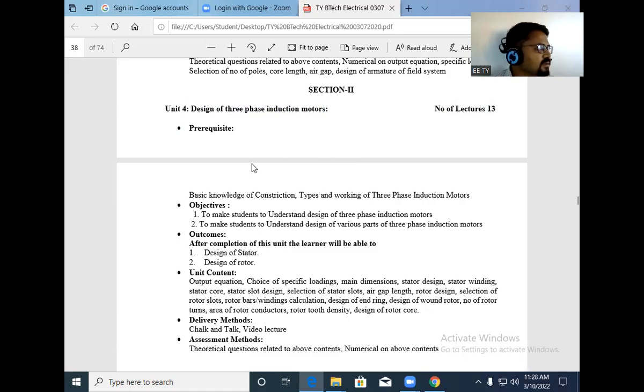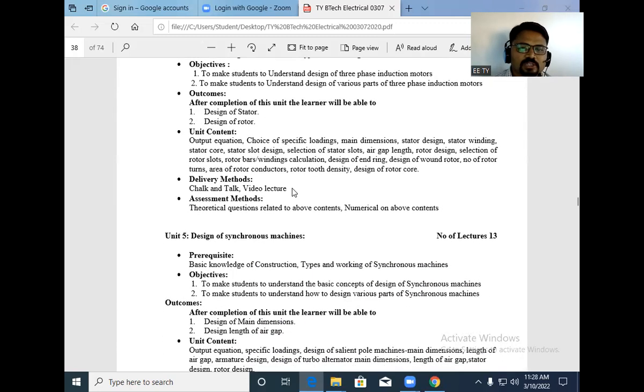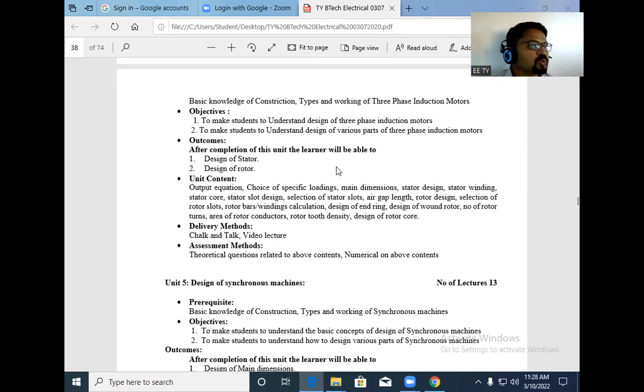Okay, write below that, it's a sub point, output equation. Then next, choice of specific loading. Then third point, next point, main dimensions.